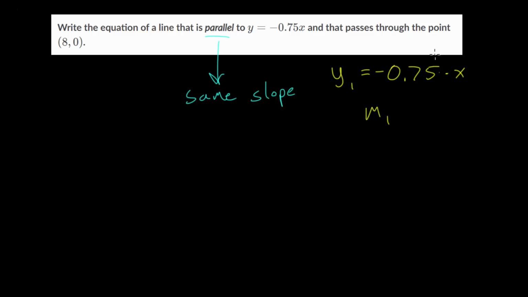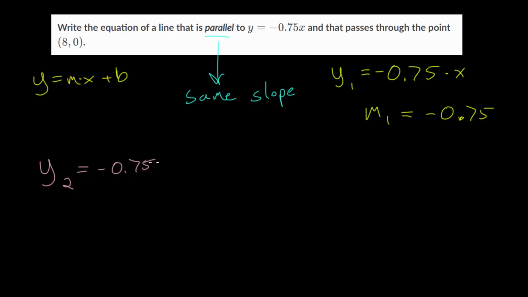The slope is always the number attached to x, since if we compare it to our slope-intercept form, m is the number attached to x or multiplied by x. So in this case, our slope is -0.75. So the slope of our line will have that exact same slope. And we know it also passes through this point 8 comma 0. So we can write our line as y2 is -0.75x, and it's going to have some different y-intercept because it's passing through this point right here.